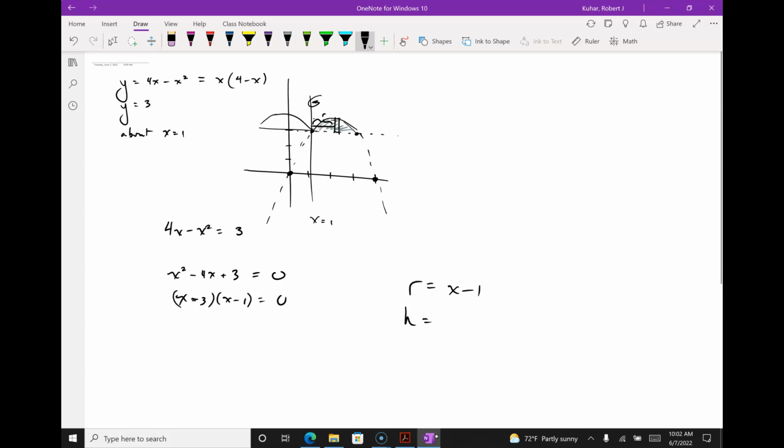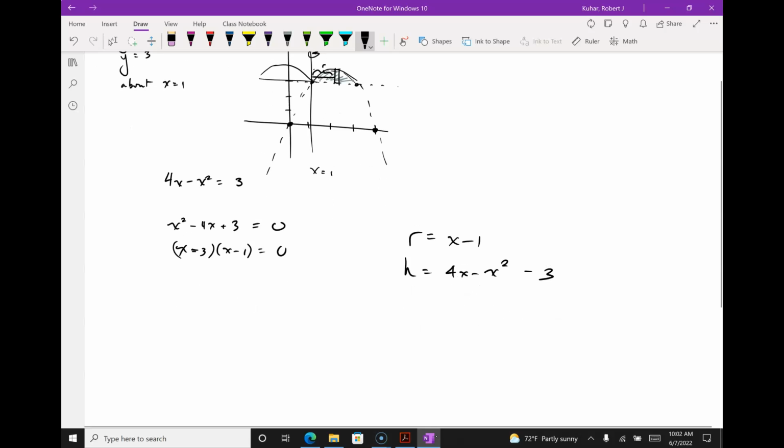The height of the function is upper minus lower, right? That's 4x minus x squared minus 3, right? Upper minus lower. So my radius is right minus left. Height is upper minus lower. I think I have everything I need. I'm getting a volume of 2 pi times the integral from 1 to 3, right? From 1 to 3 is where I figured out. And I need my height and my radius.